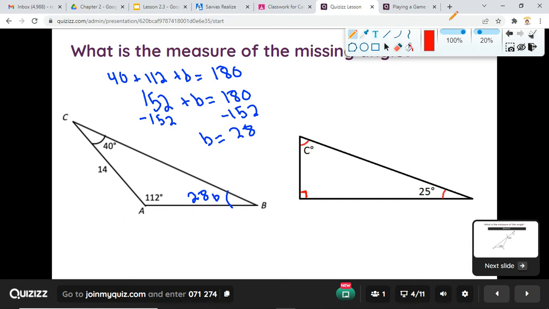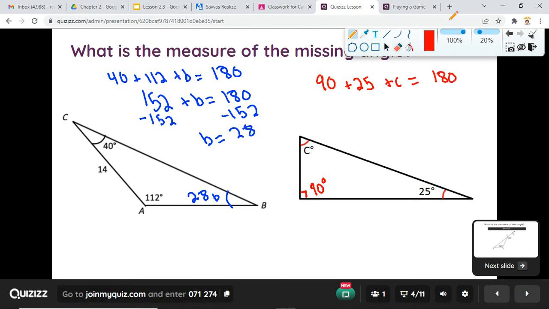And we know that all right angles have a 90-degree measurement. So whenever you see that little box in the corner, we know that is a right angle and it has degree measure 90. So again, I need to add up these three angles. 90 degrees plus 25 degrees plus C degrees will be equal to 180.